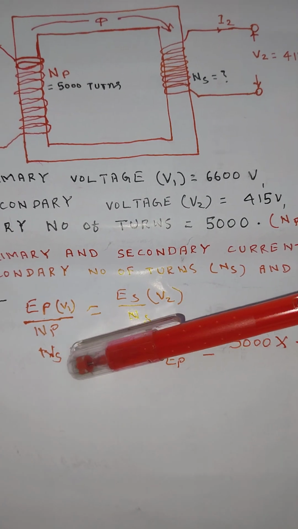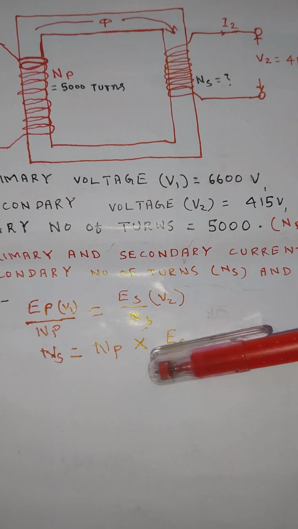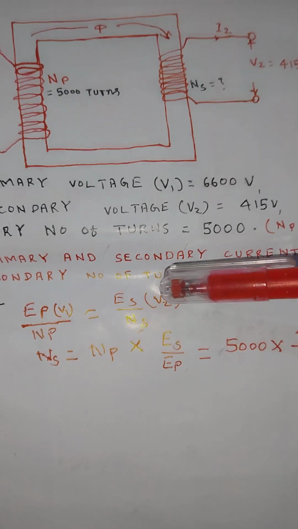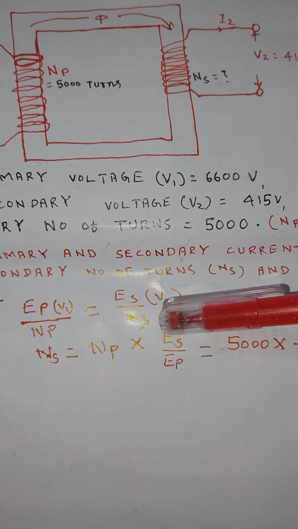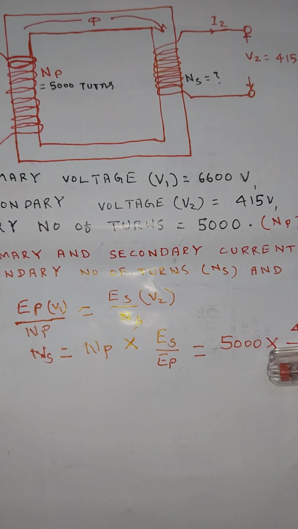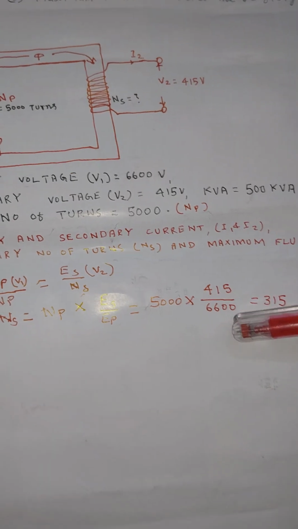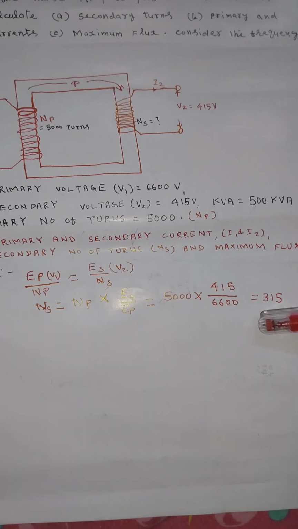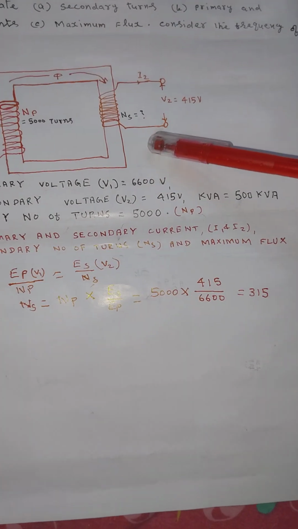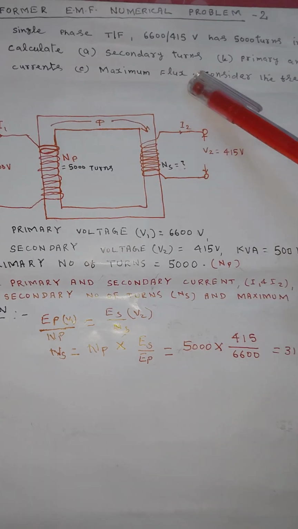So NS, that is secondary number of turns, is equal to NP into ES divided by EP. This is equal to 5000 into 415 by 6600. This is equal to 315. So secondary number of turns is 315. So part A is solved.